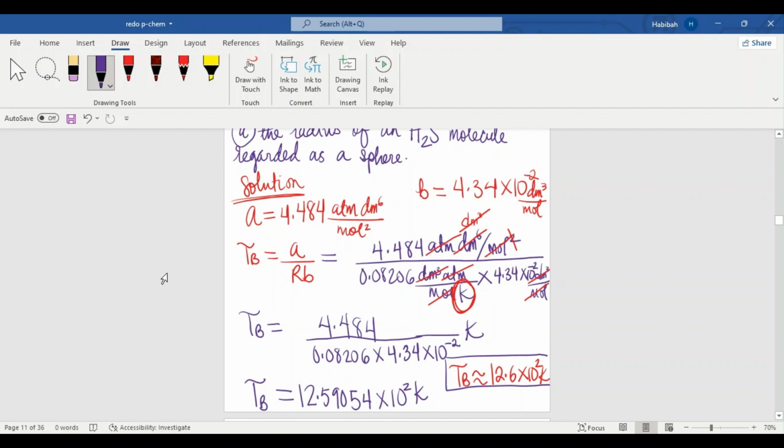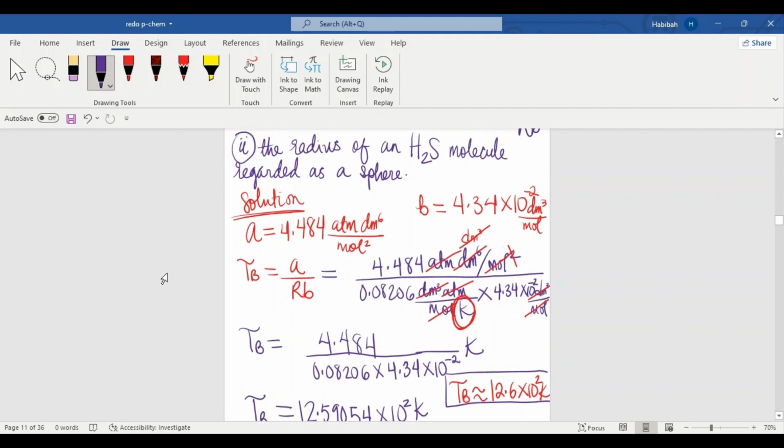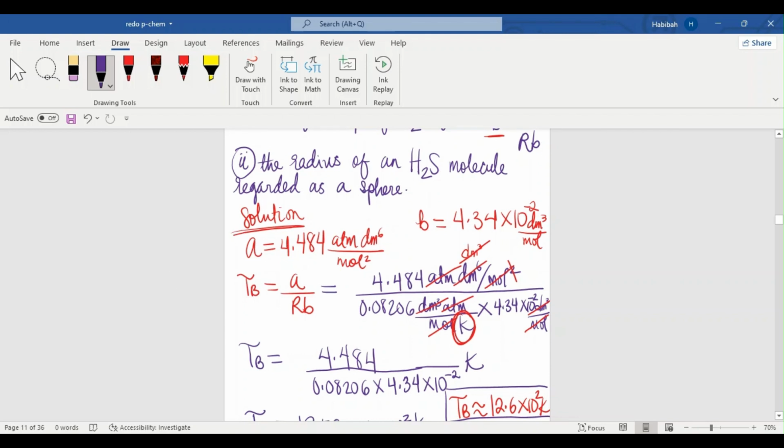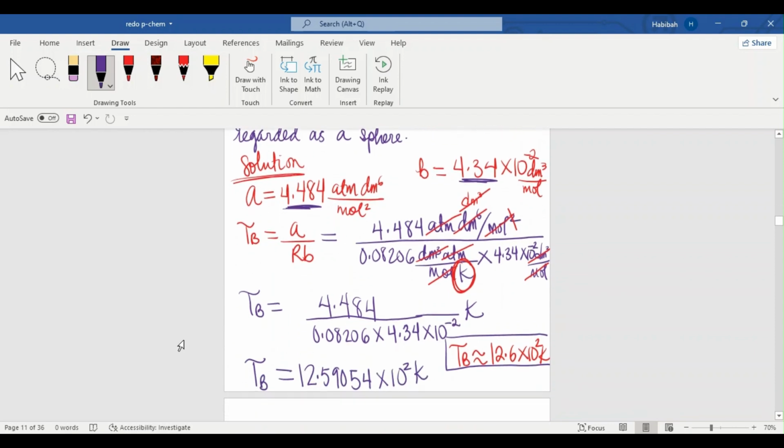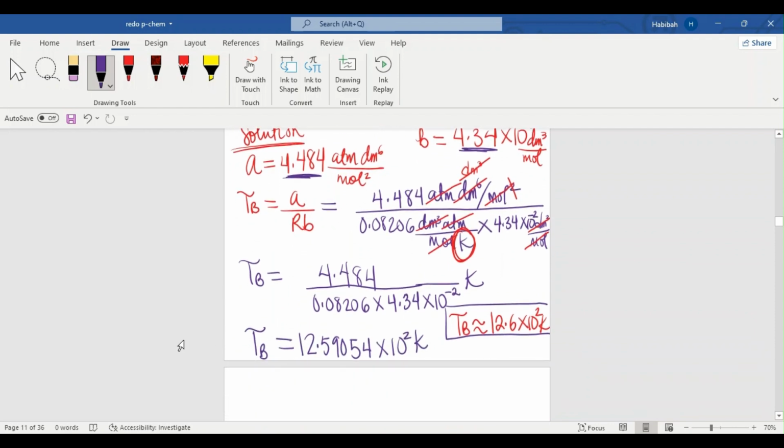Remember, the reason I have approximated to 3 sig figs is because in chemistry, you look at the value with the lowest number of sig figs and use that as the number of sig figs for the final answer. The A value is in 4 sig figs. The gas constant is a constant, so we're not focused on that. And the B value is in 3 sig figs. Hence we put the final answer in 3 sig figs: 12.6 times 10 to the power of 2 kelvins.